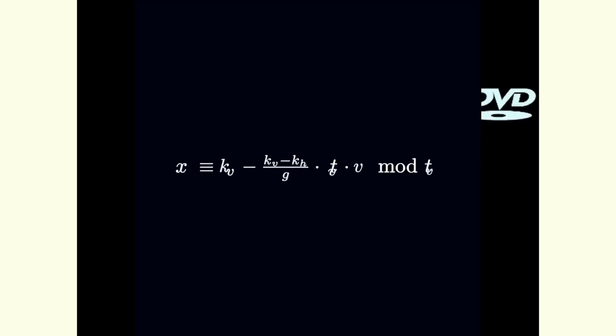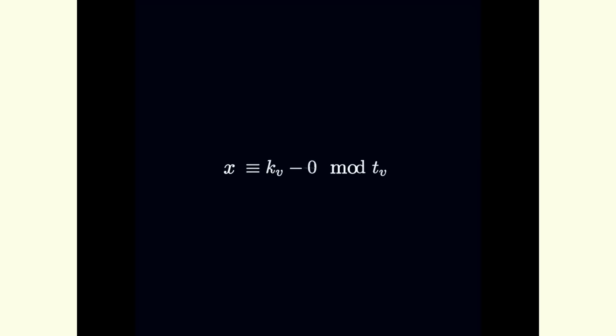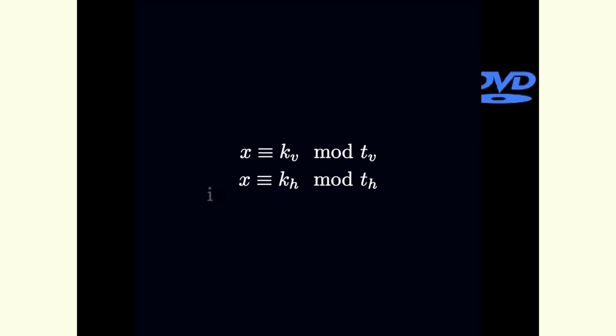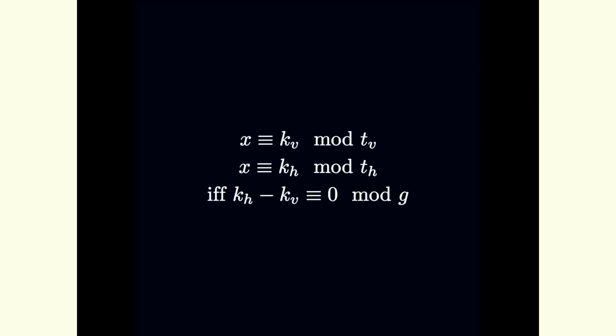So looking back at our equation before, we get that x equals kv minus the quantity kv minus kh divided by g times tv times v. And since we know that our right side is a multiple of tv, we know that x is congruent to kv mod tv. And the same logic would apply to show that x is congruent to kh mod th. So now we've found a solution for non-coprime periods and the conditions under which it will work.